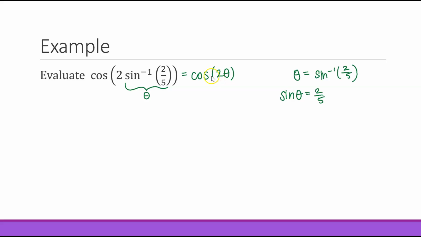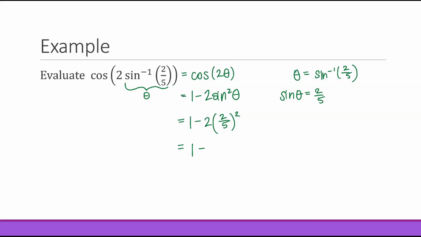So over here, cosine 2 theta, I have those 3 different versions of the identity for cosine. I'm going to choose the one that only involves the sine function because that's the value that I have. So here, cosine 2 theta is 1 minus 2 sine squared theta. So I can simply plug 2 over 5 into sine theta right here. 1 minus 2 times 2 over 5 squared, and then simplify.